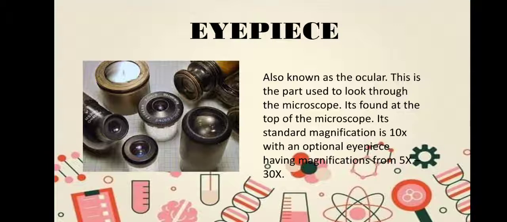First, the eyepiece, also known as the ocular. This is the part used to look through the microscope. It's found at the top of the microscope. Its standard magnification is 10 times, with optional eyepieces having magnifications from 5 times to 30 times. The eyepiece magnifies the primary image produced by the objective. The eye can use the full resolution capability of the objective. The microscope produces a virtual image of the specimen at the point of most distinct vision, generally 250 millimeters from the eye.